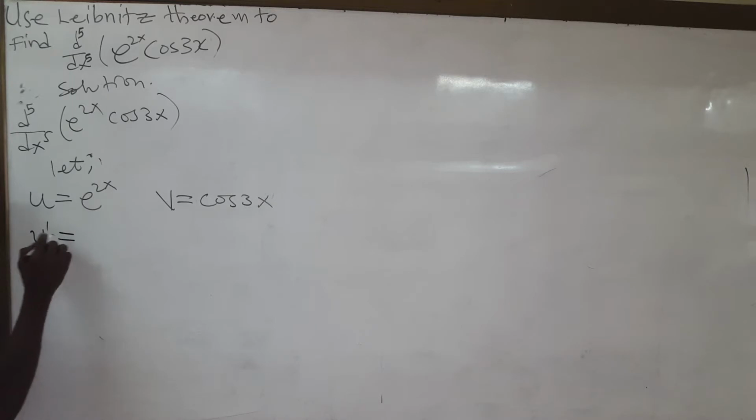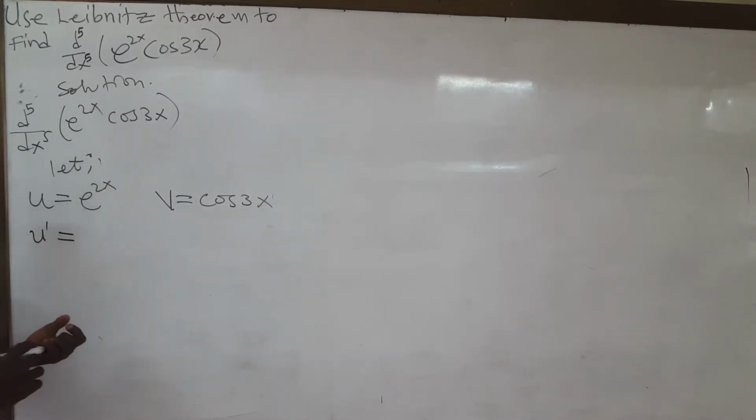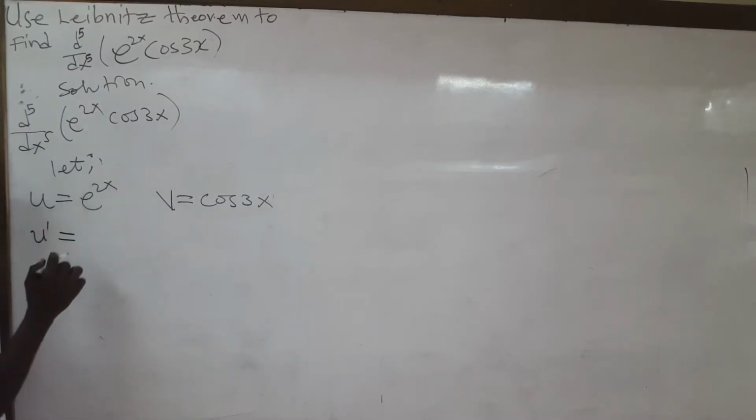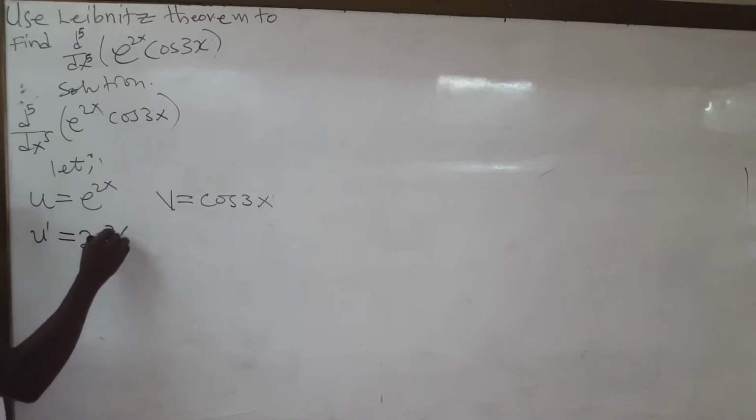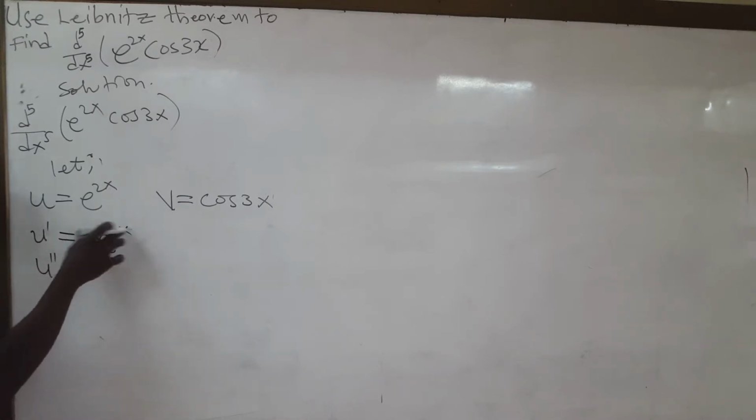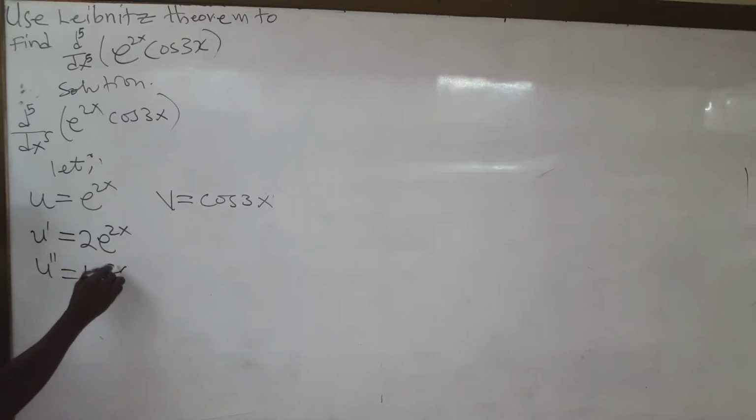Whenever we try differentiating a function in e form like this, we differentiate the exponent. So when we differentiate 2x, the answer is 2. Then we multiply that by e exponent 2x. Then we find the second differential. That means we differentiate the first one we have here. We do the same to the exponent 2x. When we differentiate 2x, we have 2. So 2 times 2 will be 4, e exponent 2x.